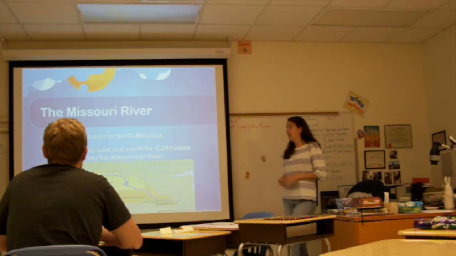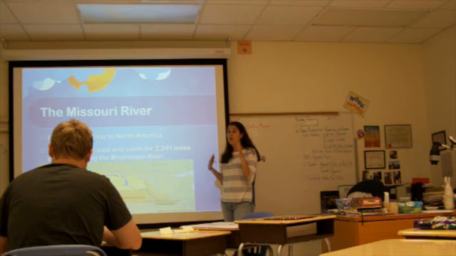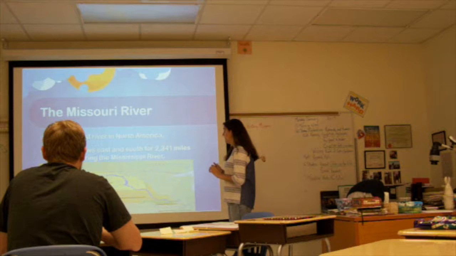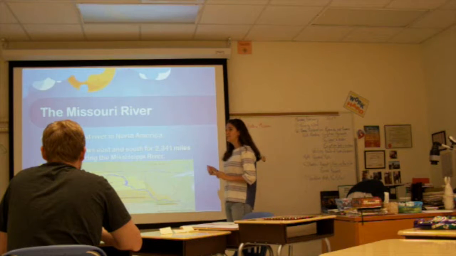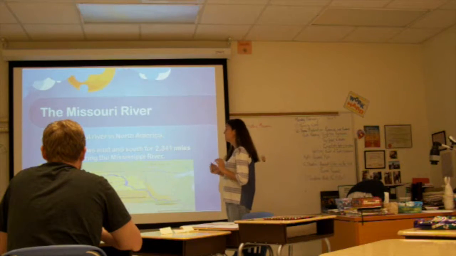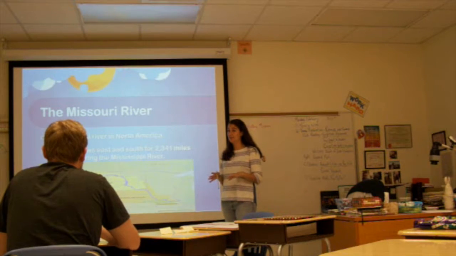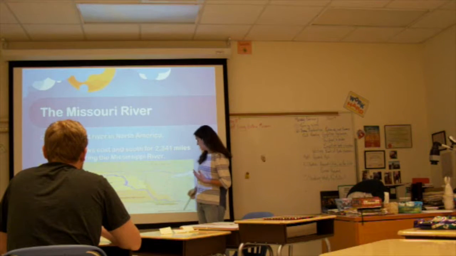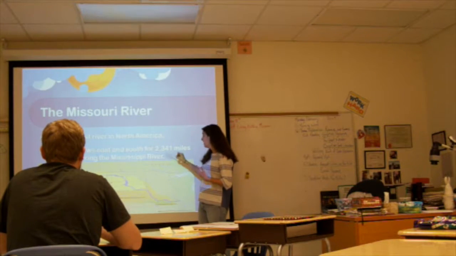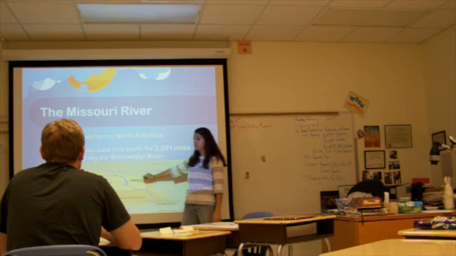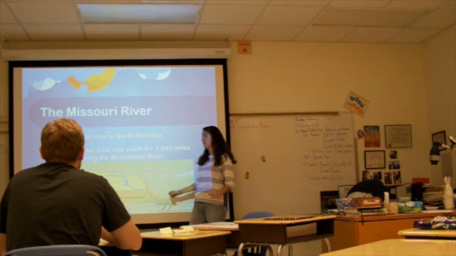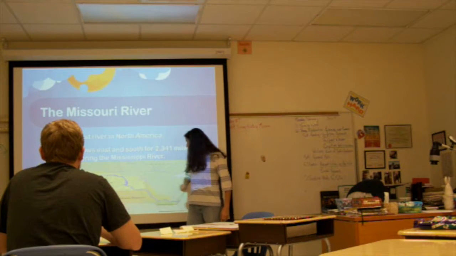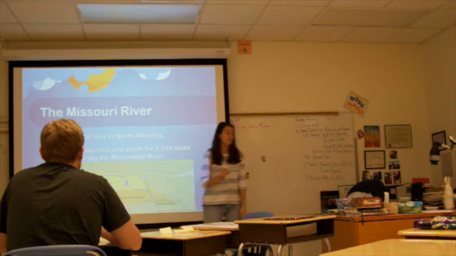The Missouri River. This is the longest river in North America. This river flows east to south for 2,341 miles before entering the Mississippi River. Okay, now we see that this is a really long river, right? And we can see the upper Mississippi, the middle Mississippi, and the lower Mississippi. That's it.